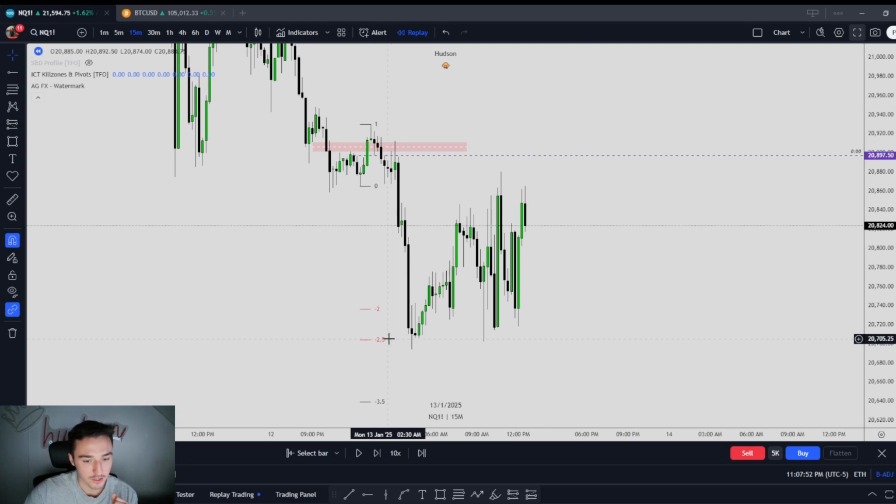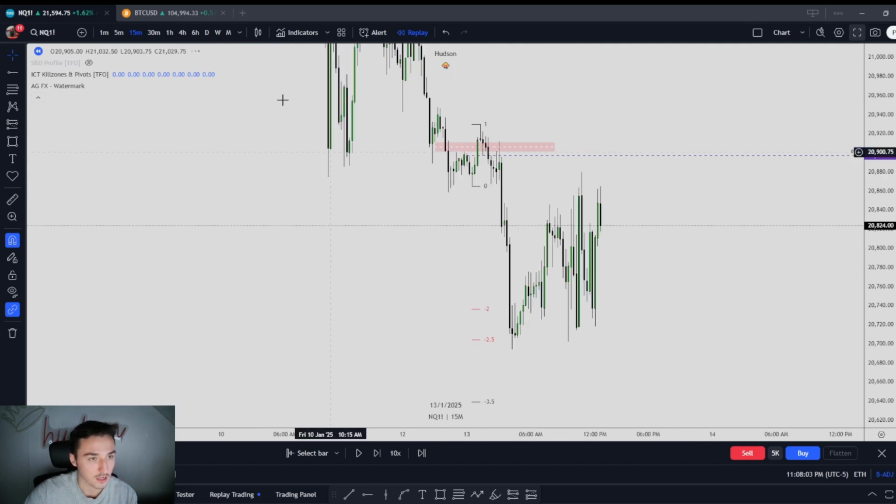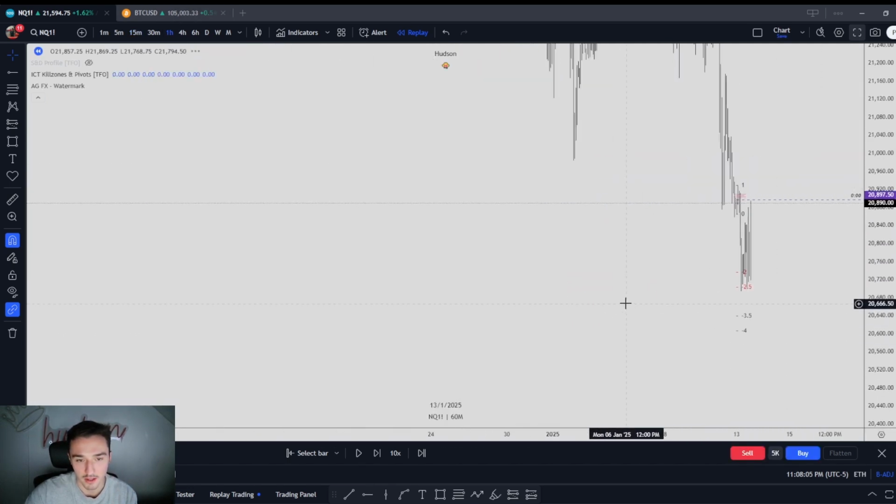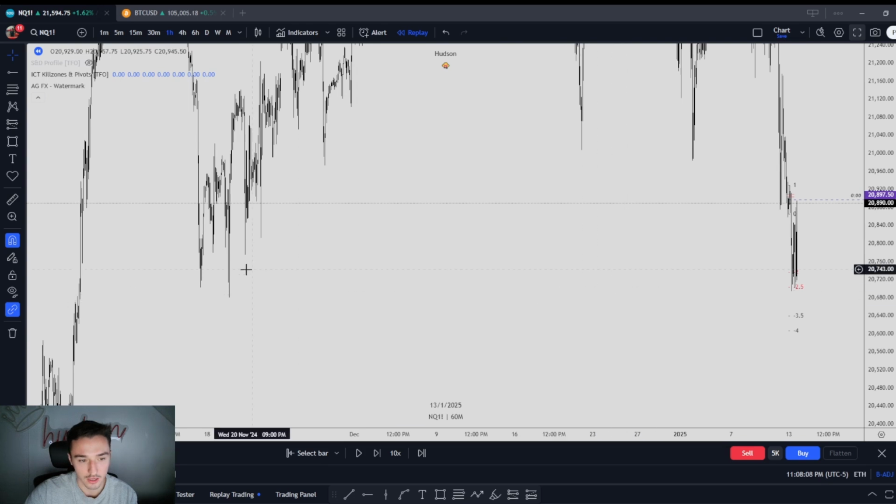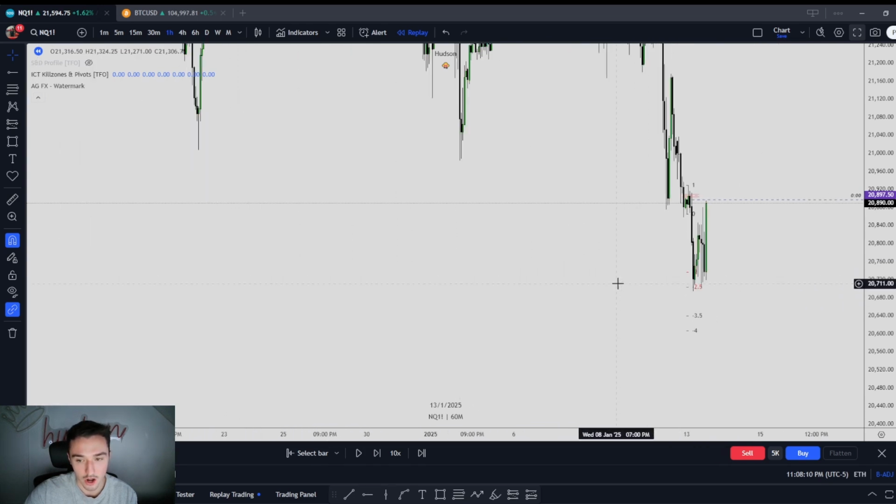Come down to -2, 2.5, and then we come higher, right? And we never retake this low. ES might have informed an SMT, but either way, you guys see how I was able to project, right? I don't even know if there's a higher time frame key level here. There's not, I mean, this swing low, but we never got there, right?